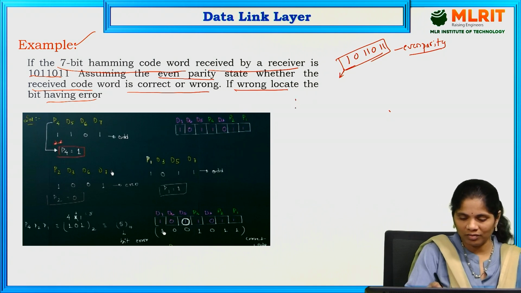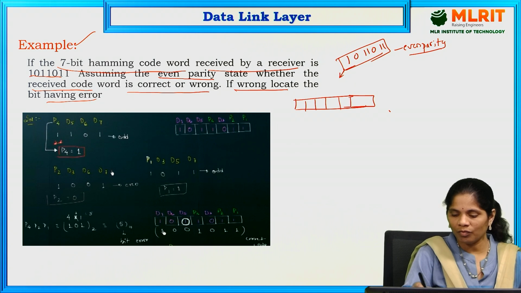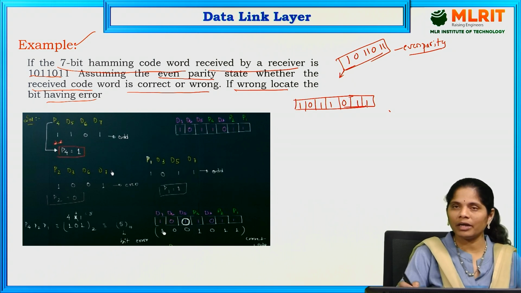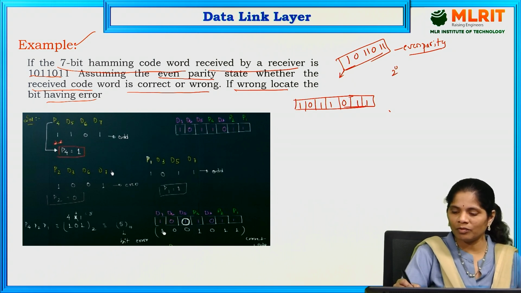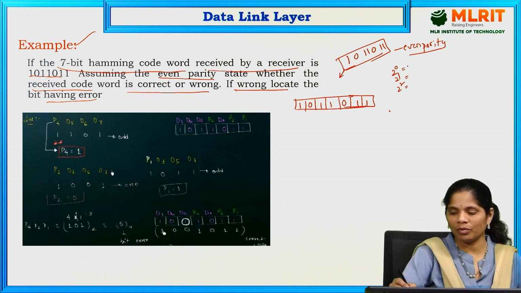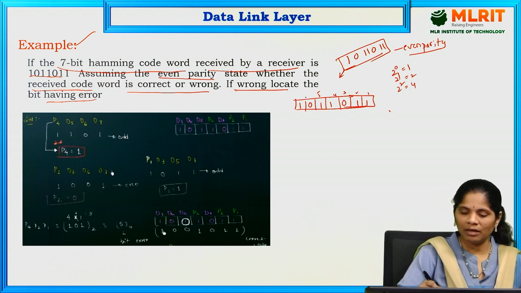So, for that, first of all, we have to write it as it is. This is a 7-bit Hamming code structure, positions 1, 2, 3, 4, 5, 6, 7. See here, I am writing 1, 0, 1, 1, 0, 1, 1. This is the structure. How are we allocating? The 2 power positions, 2 power 0, 2 power 1, 2 power 2, we allocate for the parity bits. 2 power 0 means 1, 2 power 1 means 2, 2 power 2 means 4.